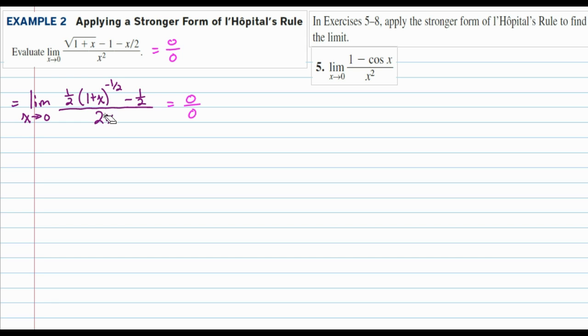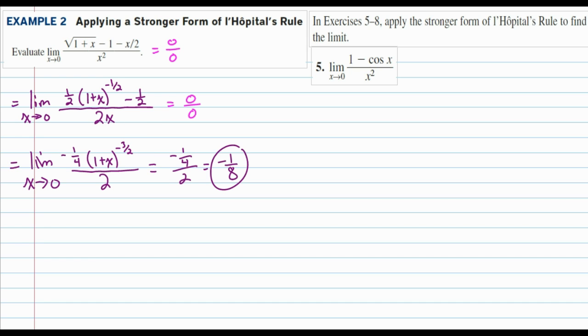If I had already plugged in the number and then took the derivative, that would be 0. So the fact that we still have x's in here lets us use L'Hopital's rule in repetition. So now I have the limit of the derivative of the derivative of the numerator and the derivative of the denominator. Now I can plug in 0, and I get negative 1/4 over 2, which is just negative 1/8.